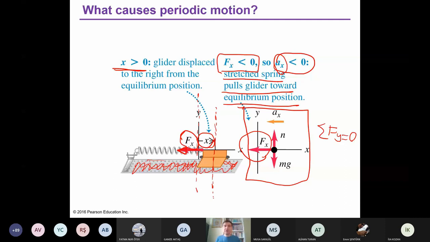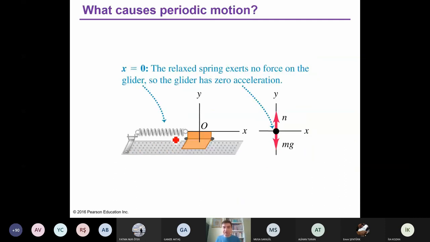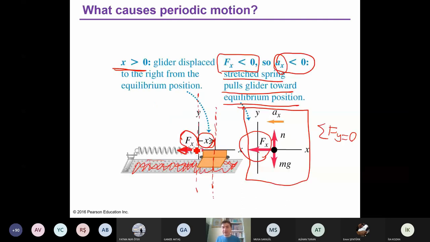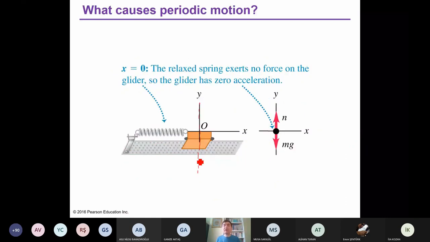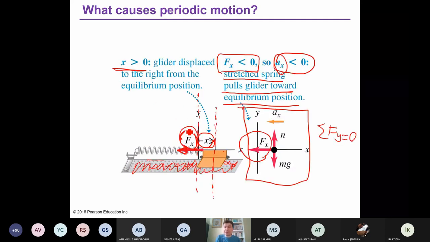So now let me continue. Just consider that due to this force applied by the spring on the glider, this glider came to the equilibrium position, equilibrium condition. This is the equilibrium condition at the origin, okay? So now x is zero. What about the force applied by this spring on the glider? The force applied by the spring on the glider is zero here because the glider is in equilibrium condition, okay? And you also remember that this force applied by the spring is not constant. It depends on the x. It depends on the position of the glider. Don't forget this one. Remember your previous information.